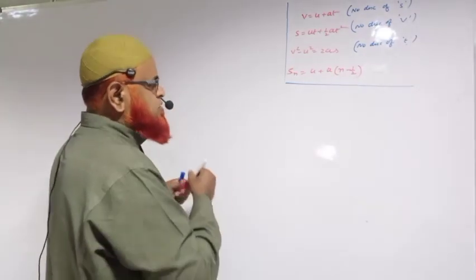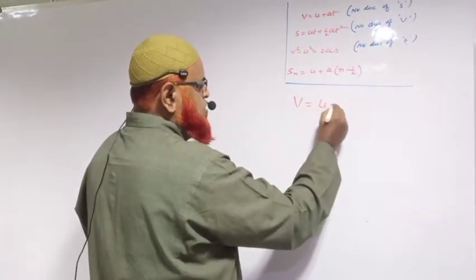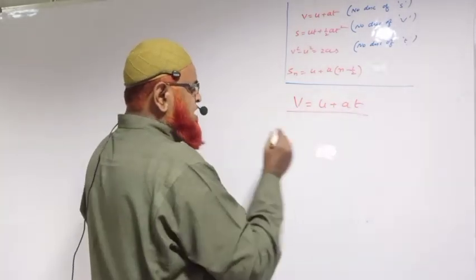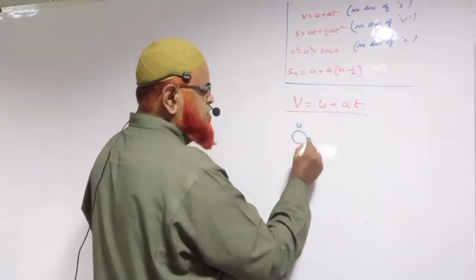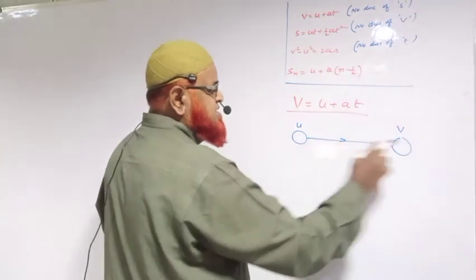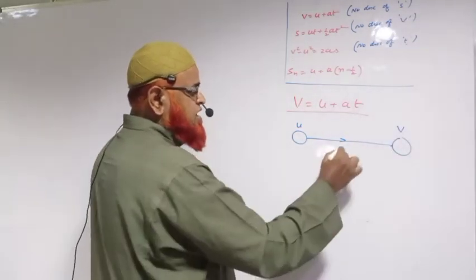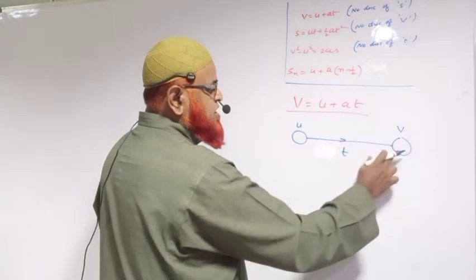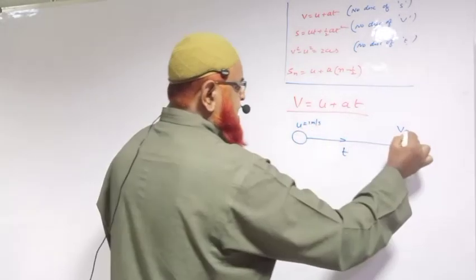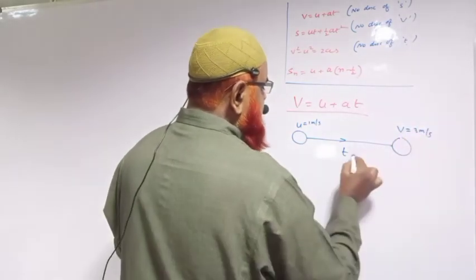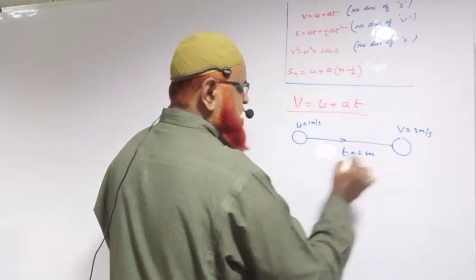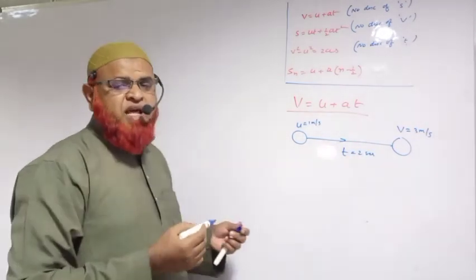So I'll discuss the first equation of motion, v = u + at. How are you going to derive this equation? It's very simple. Let us imagine a ball has initial velocity u, and it moves a certain distance, and its final velocity is v, and it has taken time t to travel from here to here. Let us imagine it has a speed of 1 meter per second, and it has reached a speed of 3 meters per second, and for traveling from here to here, the time taken is 2 seconds. Then how do we find the acceleration?